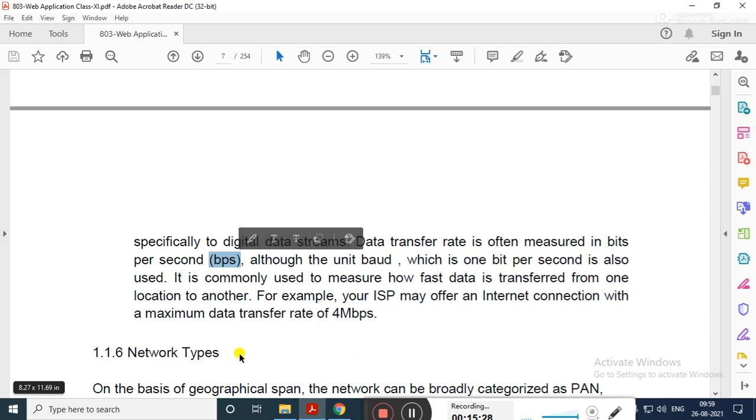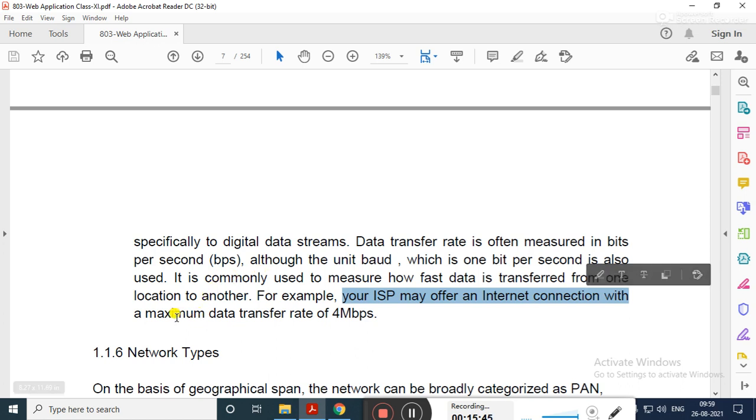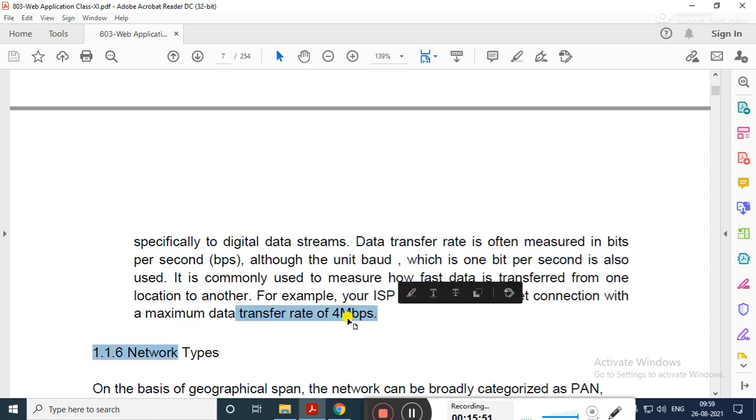It is commonly used to measure how fast data is transferred from one location to another. For example, your ISP, that is your internet service provider, maybe Jio, Airtel, or BSNL, may offer an internet connection with a maximum data transfer rate of 4 Mbps. So the data transfer rate is 4 MB per second, meaning 4 MB of data passes per second.